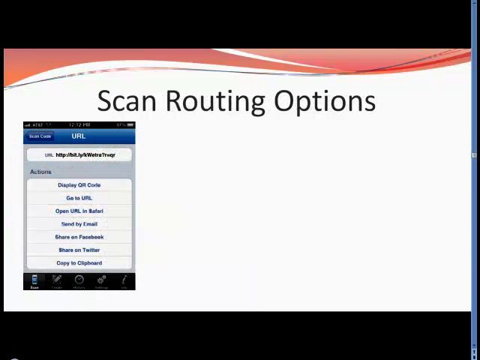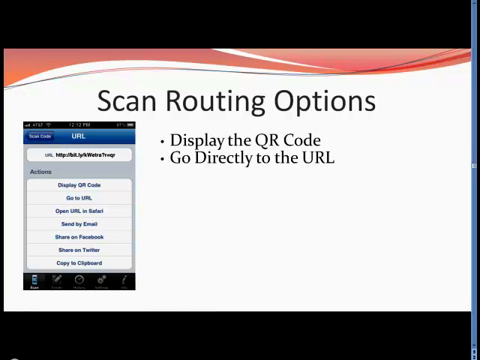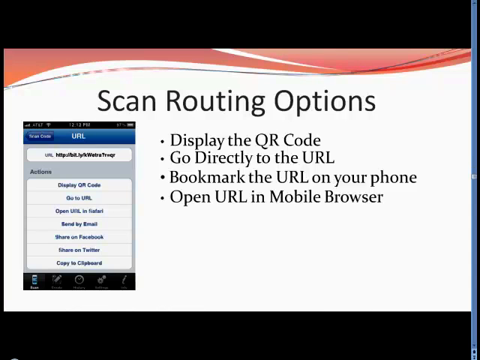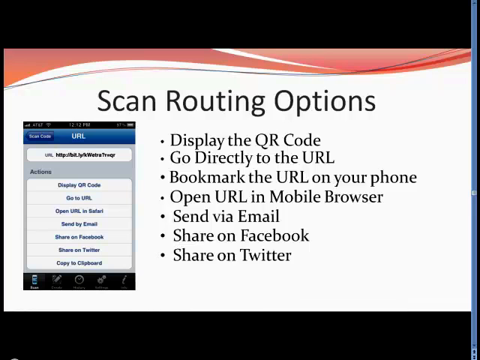Now there are several scan routing options when you have scanned the code. You can display the actual code to be saved as an image on your camera or forwarded to a mobile printer. You can go to the URL in the code. You can save the URL on your phone. You can open the URL in your mobile browser. You can send the code via email. You can share the code on Facebook or Twitter. And you can copy to a clipboard on your phone.